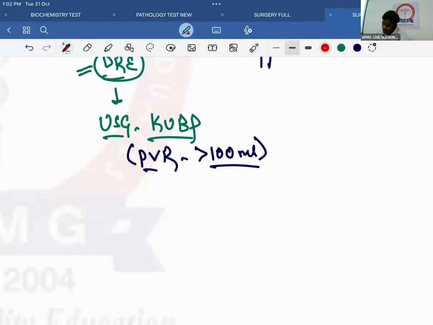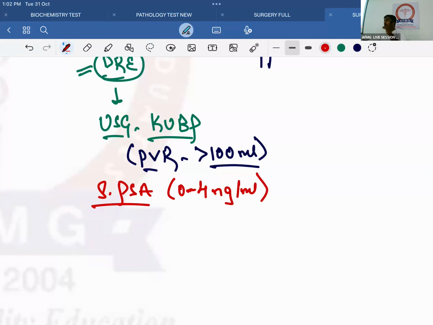Besides this, an enlarged prostate can also be prostate cancer. So you have to rule out prostate cancer by checking the level of serum PSA, prostate specific antigen. What is the normal value? 0 to 4 nanogram per ml.